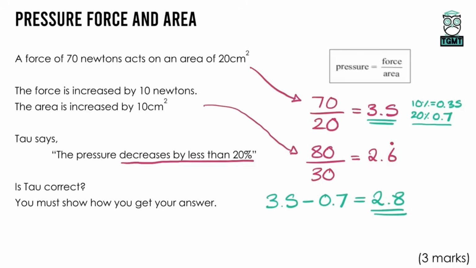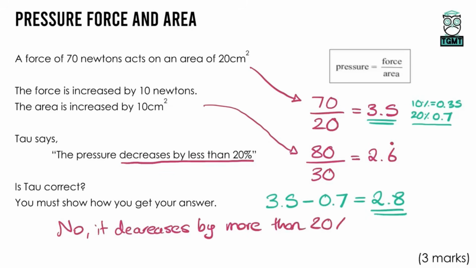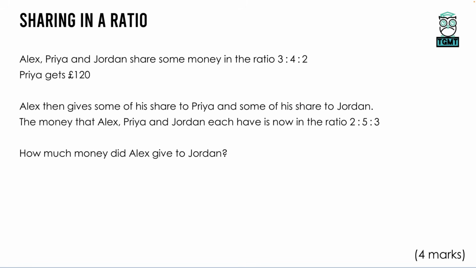So actually, no, Tau's wrong, it decreases by more than 20%. So is Tau correct? No. You could say it decreases by more than 20%. There you go, by more than 20%. We don't need to say what the exact percentage is. It doesn't ask us that, it just says is he correct or not. We've done the working out, we've shown that it decreases by more than 20%, so it's fine just to make that statement.